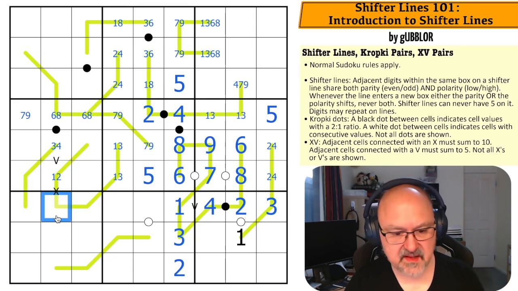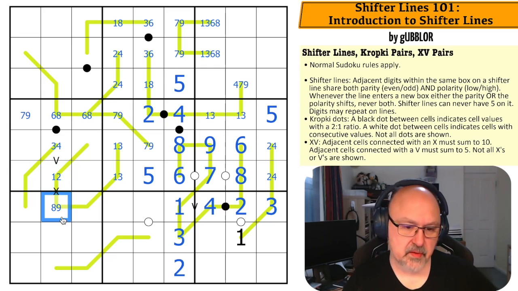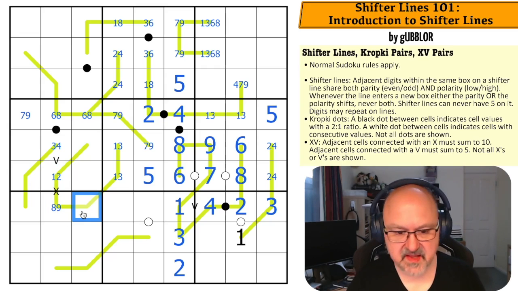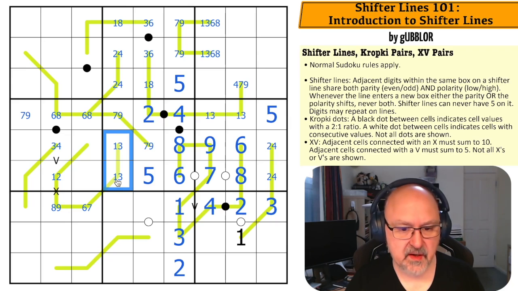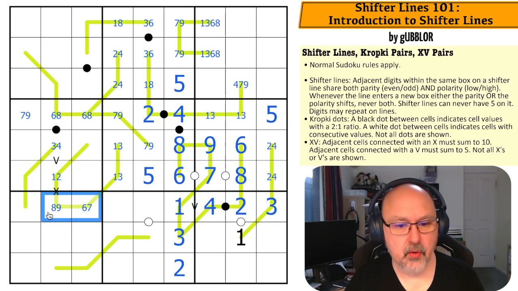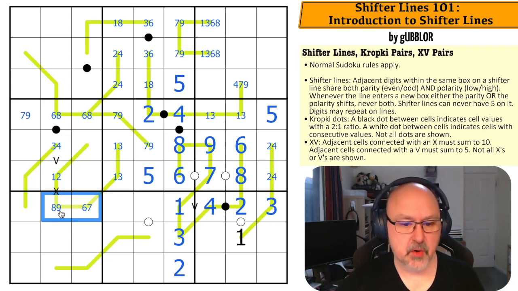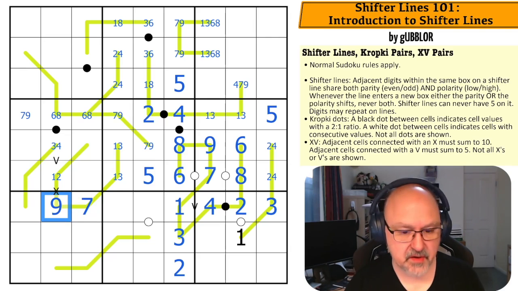Now this is either 8 or 9 because of the X clue. Now if this is 9, this is 7, and if this is 8, this is 6, because of them having to be the same type. But this is a 1, 3. So this either goes to 2, 4, being low and even, changing parity, or it changes polarity and jumps to a high digit. This must be 7, 9, which means this is 1 and 4.